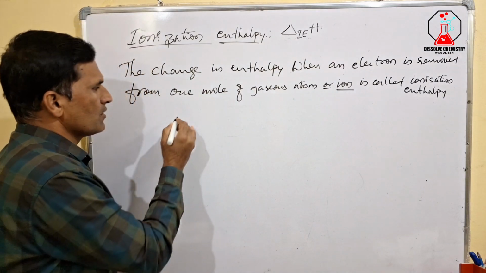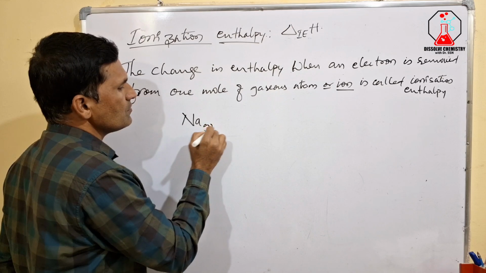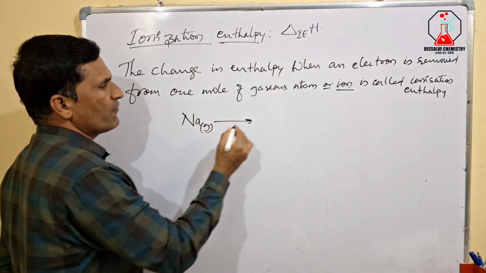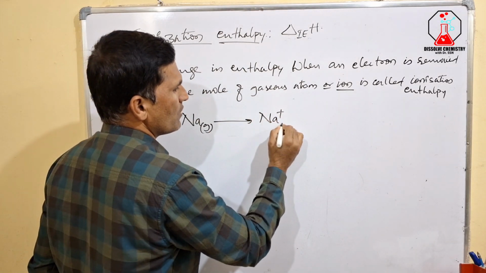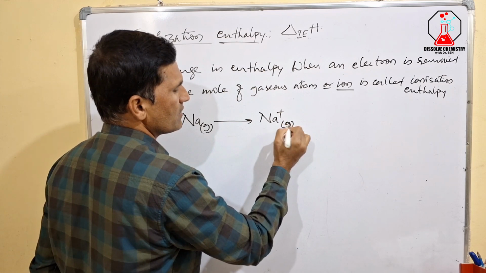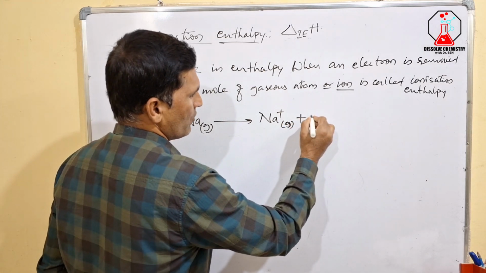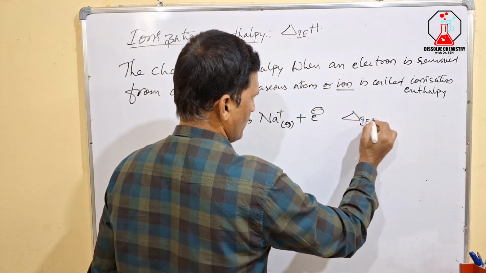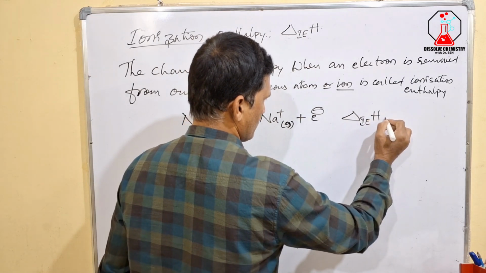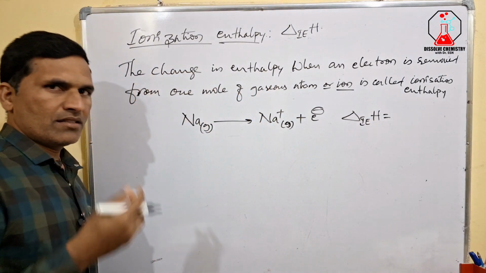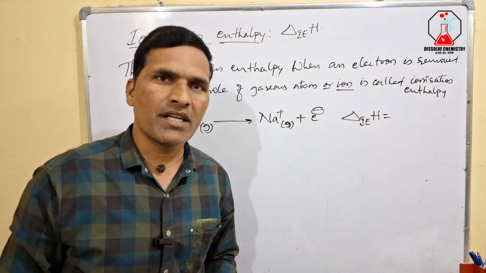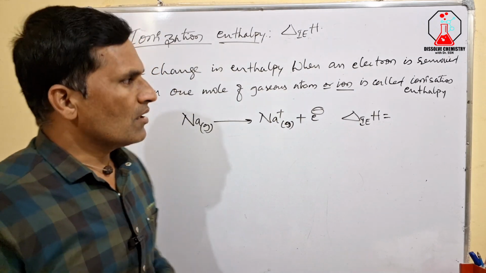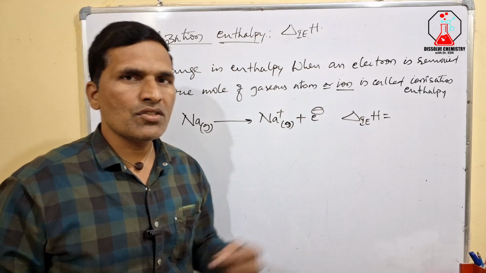Say for example you take sodium gas, sodium metal vaporized. If we remove an electron from it, after removal what does it turn out to be? A gaseous ion. Therefore we call it ionization, and whatever enthalpy we need is called ionization enthalpy. Usually ionization enthalpies are all endothermic in nature because removal requires energy. So this is what we call ionization enthalpy.